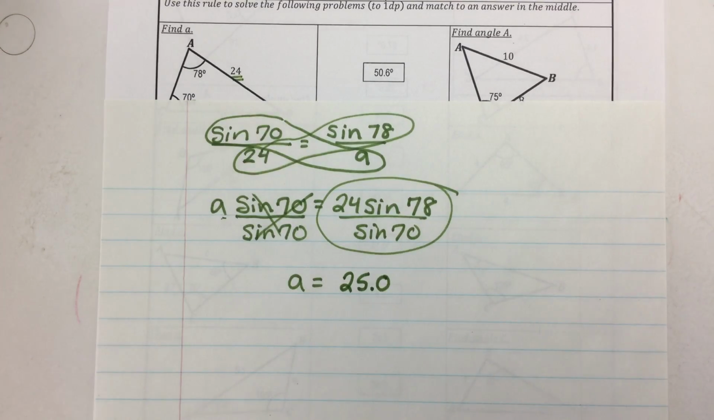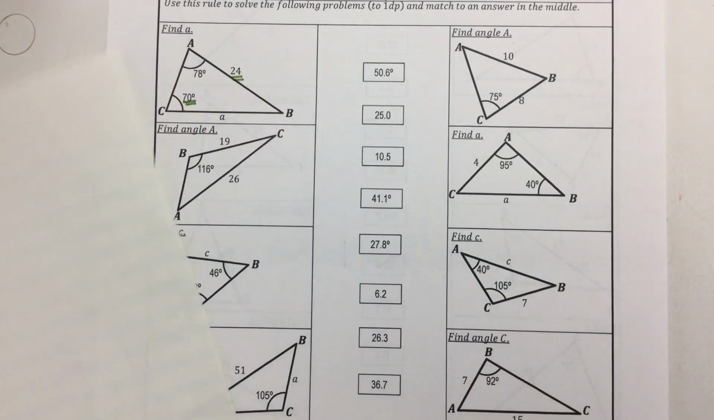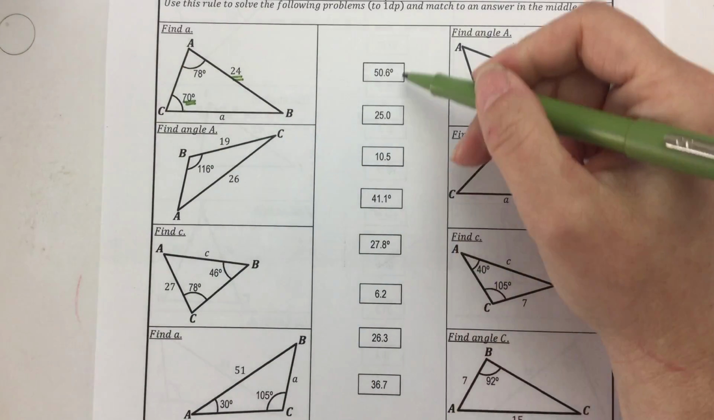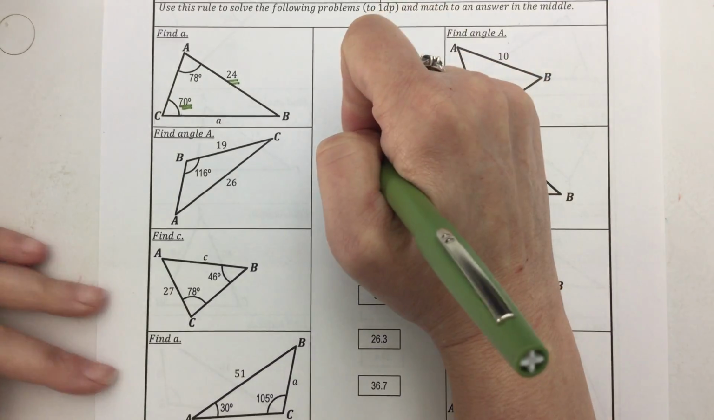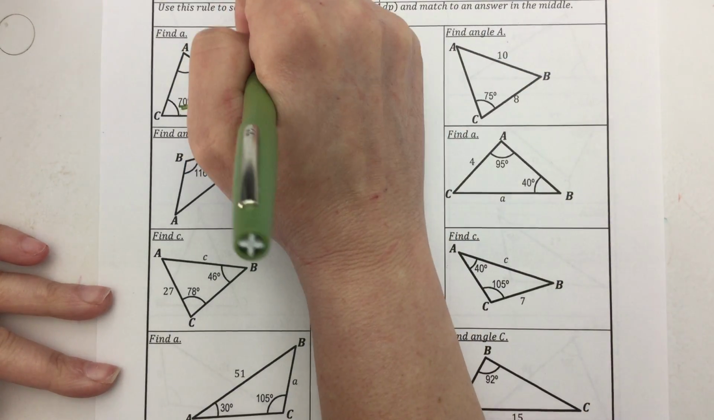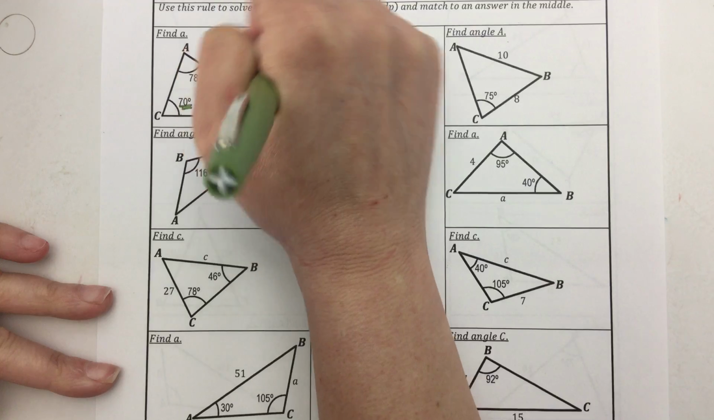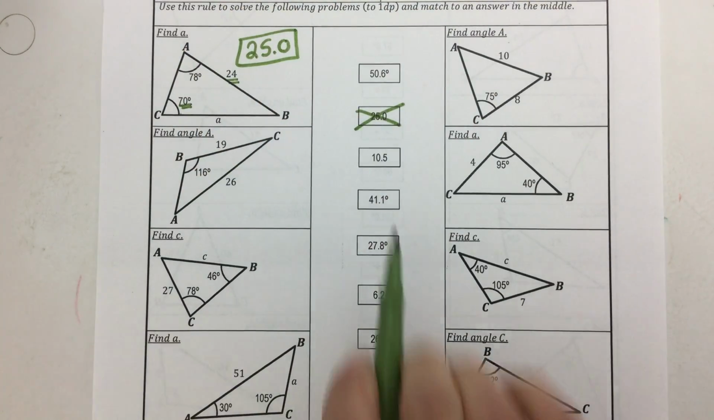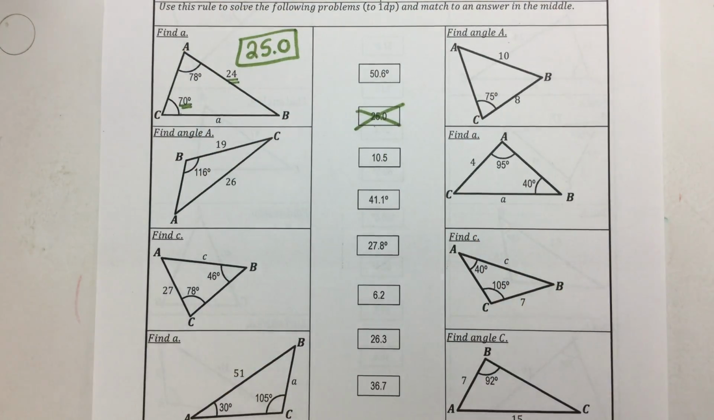So now, we figured out what A is. Your possible answers are in the middle here. So we have 25.0, so that is the answer for the first example. Once you use a solution, you will not use it again.